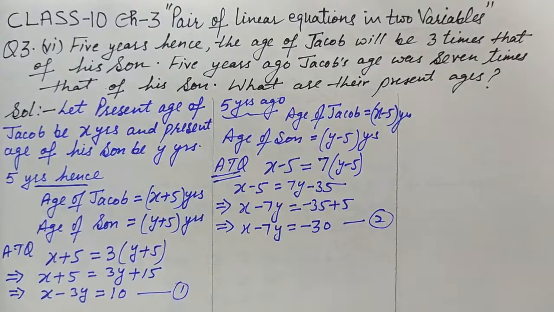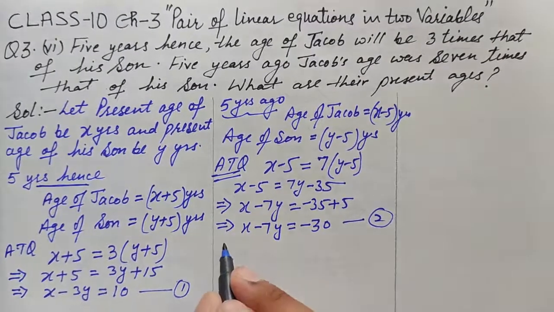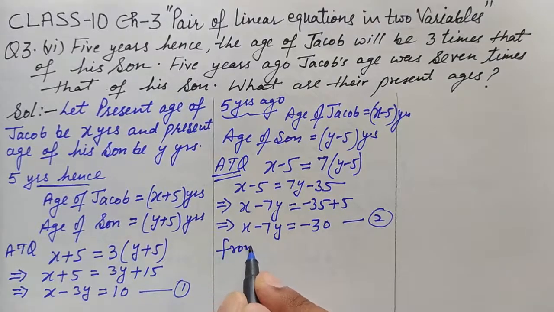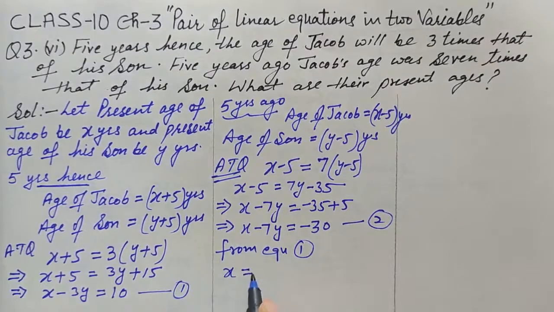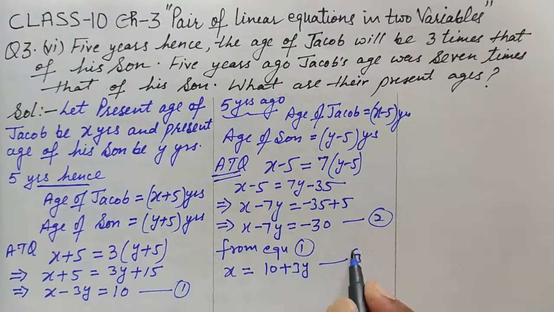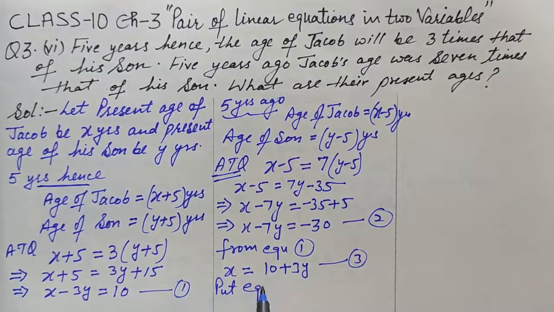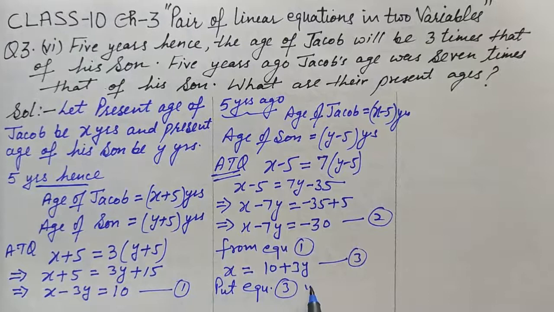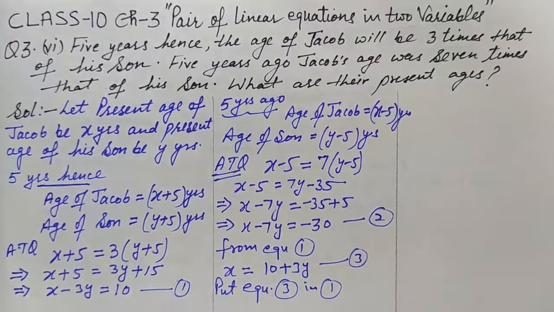Now we'll solve this pair of linear equations by the substitution method. So from equation 1 we'll find the value of x. From equation 1 we have x is equal to 10 plus 3y. Suppose this is equation number 3. So we'll put equation 3 in equation 2.